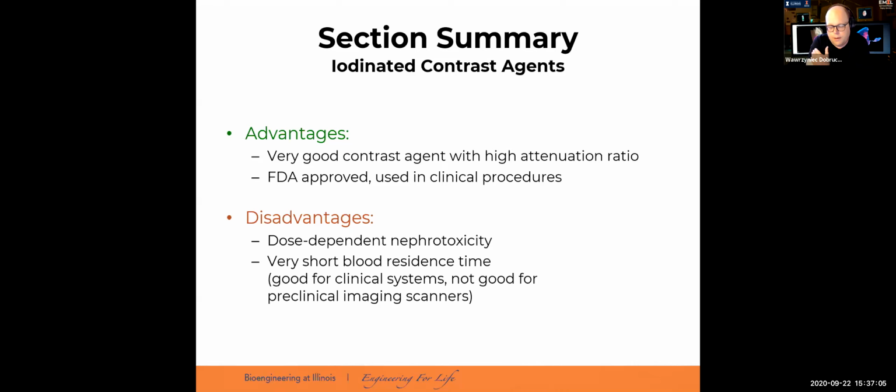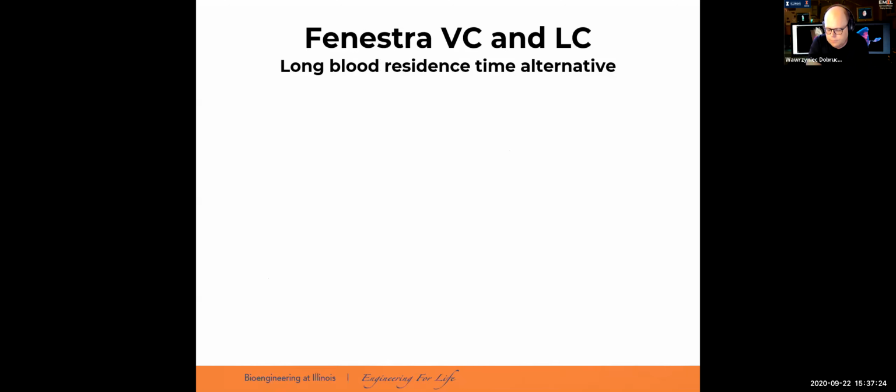Therefore, after you inject a bolus of the iodinated contrast agent, within several seconds it will be gone. So if you are doing a preclinical study, you will not notice any change in the contrast between blood and the tissue. So what is the solution? Well, about 10 or 15 years ago, I don't remember the exact date, so-called long residence time alternatives were introduced for contrast imaging.